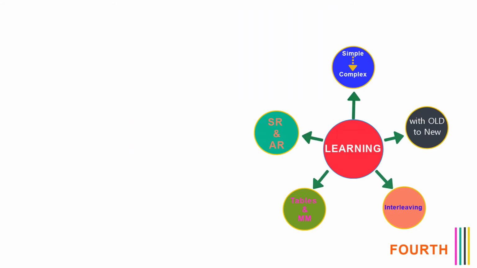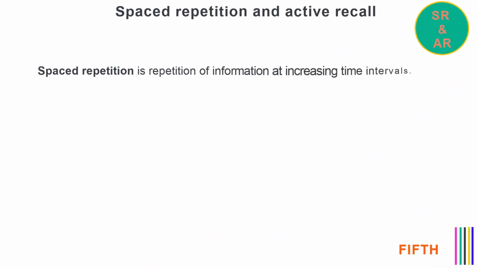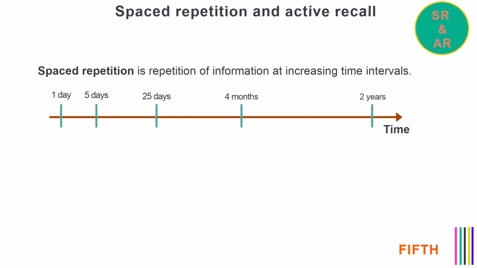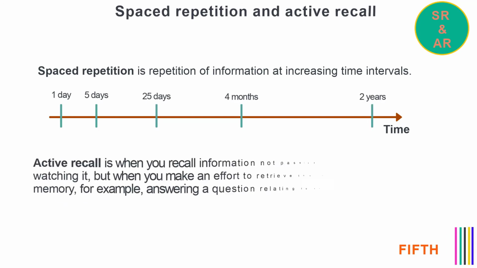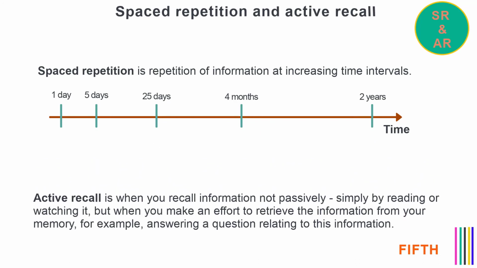And last but not least, spaced repetition and active recall. Spaced repetition is repetition of information at increasing time intervals. Active recall is when you recall information not passively, simply by reading or watching it, but when you make an effort to retrieve the information from your memory, for example, answering a question relating to this information.